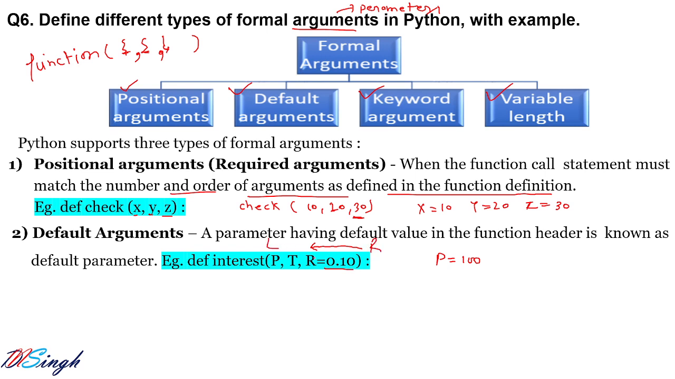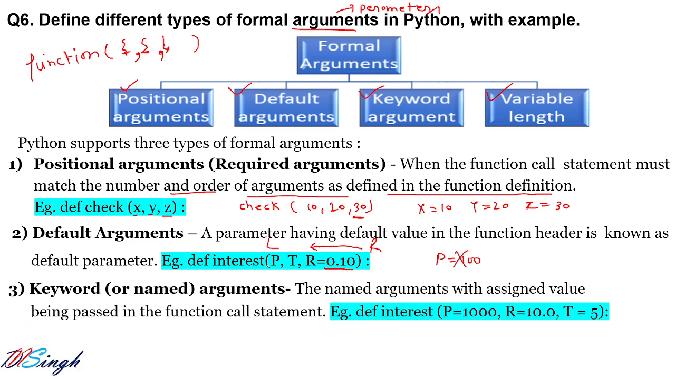So first you need to give value for r, then you need to give value for t, then you need to give default value for p. Next, keyword or named argument. Keyword argument is also called named argument. The named argument with assigned value is being passed in the function call statement.